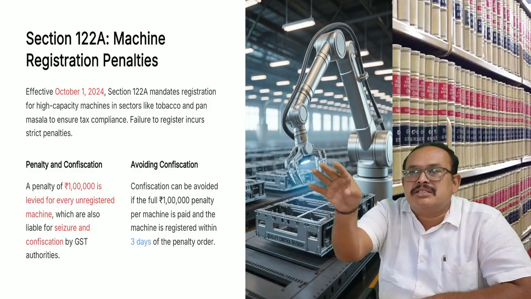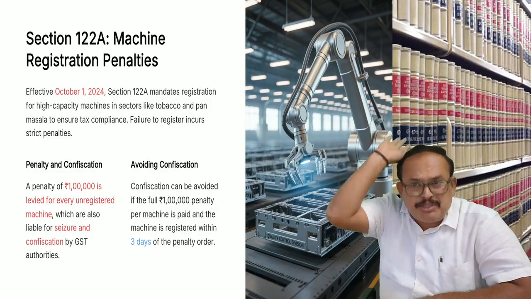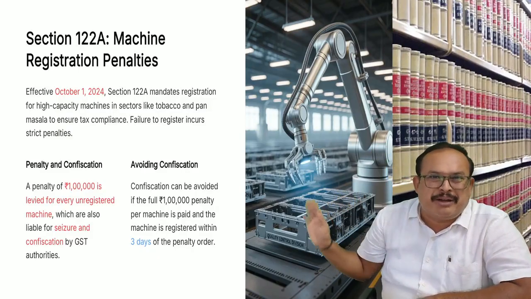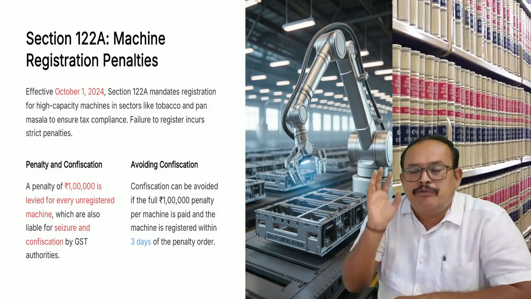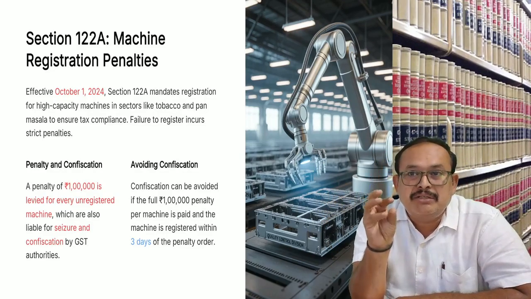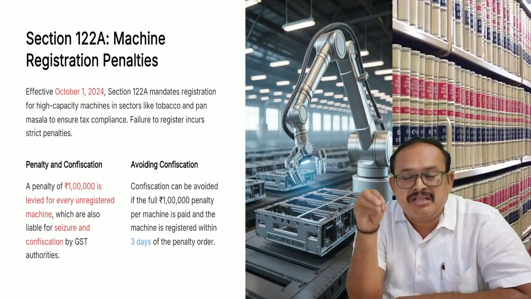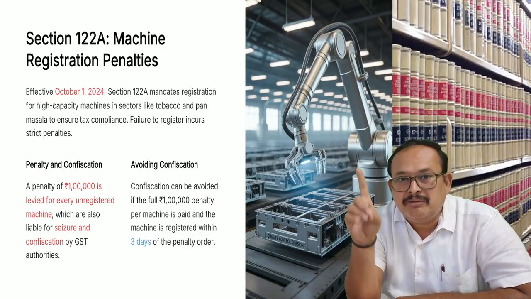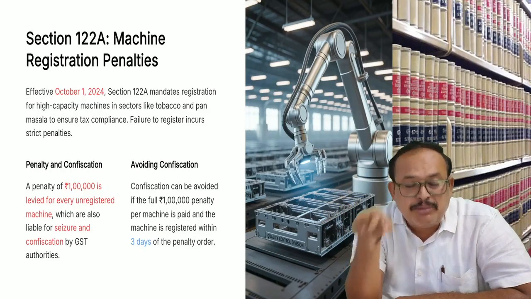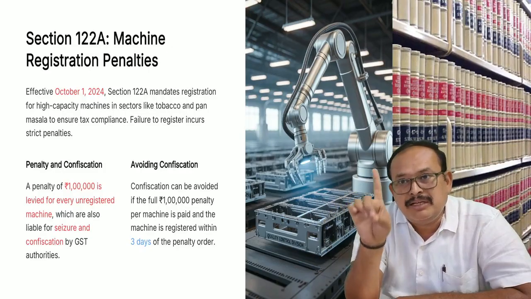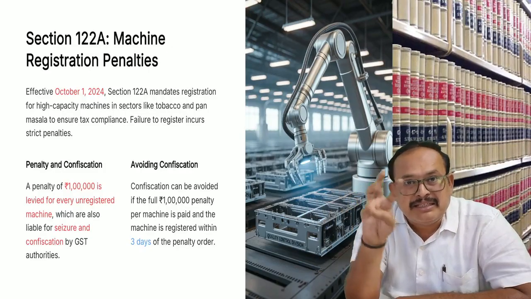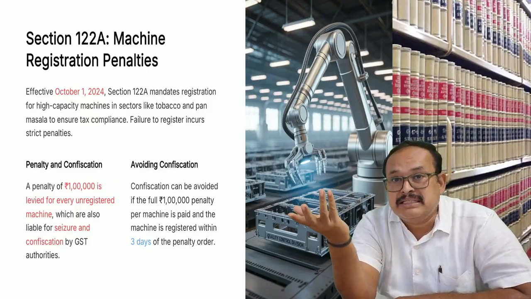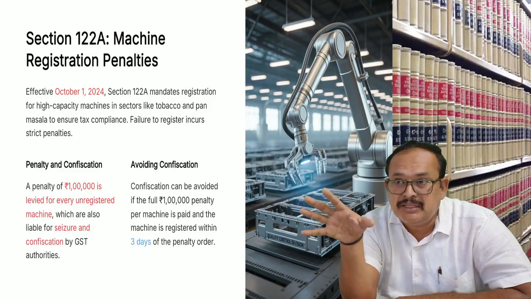See, non-registration penalty is there. The registration procedure I cannot explain now; that is why the procedure is separate. For non-registering certain machinery manufacturing tobacco products, cigarettes, pan masala and all, registration is required. Per machine how much? 1 lakh rupee penalty if not registered. If a new machine is added, that also must be registered. If not, 1 lakh penalty. If not paid within 3 days from the date of imposition, you are liable for seizure and confiscation. Is that clear?